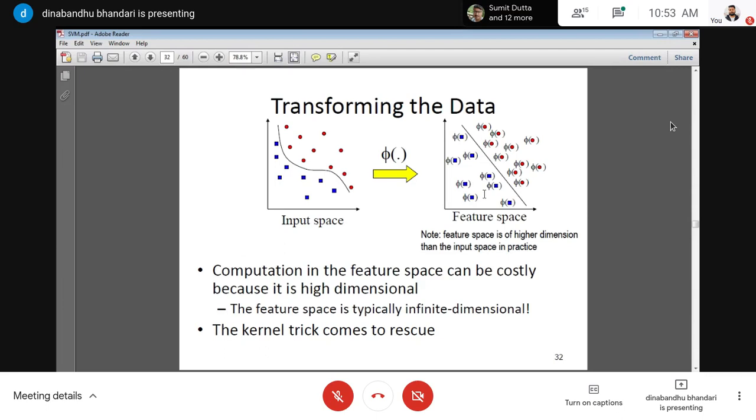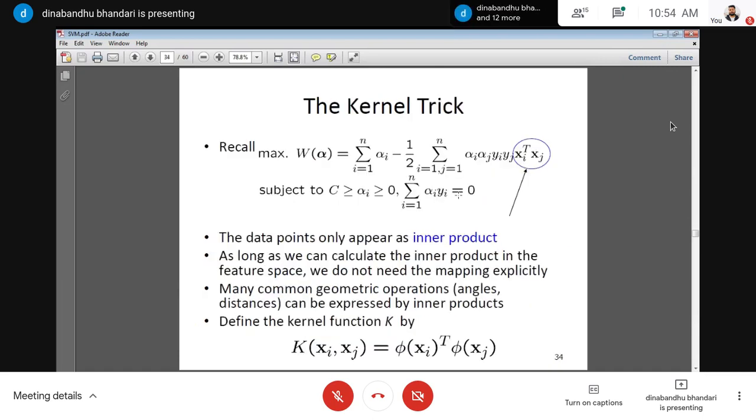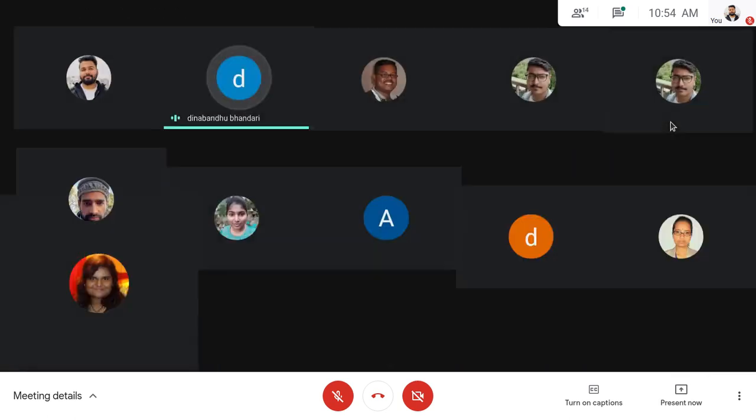Now, there is one technique people have adopted, called the kernel trick, that rescues this particular problem. We will be discussing this kernel trick. I'll be describing that using my notes. I'll go here and then use my notes to explain that.